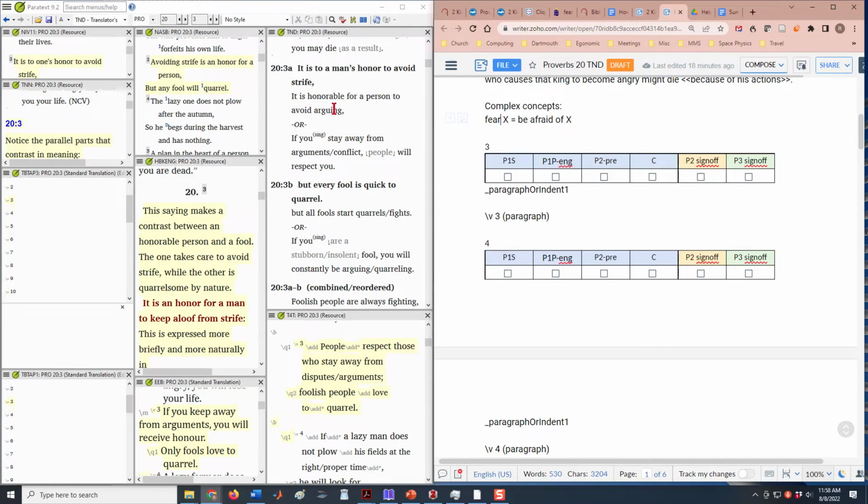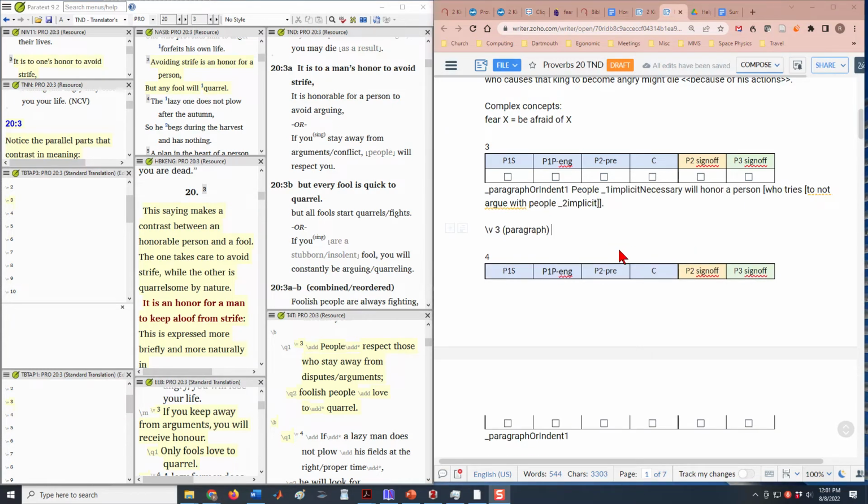To stay away from, to avoid arguing, I think that means to try to not do something. You know, try your best to not do it. So I'm going to type something, and then we'll take a look at what I write. Okay, this is what I wrote here. I said people. Since the people who are honoring are not in the literal text, you can see here it's marked as implicit information. People will respect you, but it's the subject of the sentence, so I use our special notation. It's implicit necessary. And I'll explain this number 1 in a moment. So people, implicit necessary, will honor a person who tries to not argue with people.